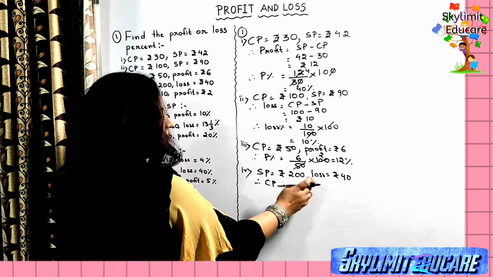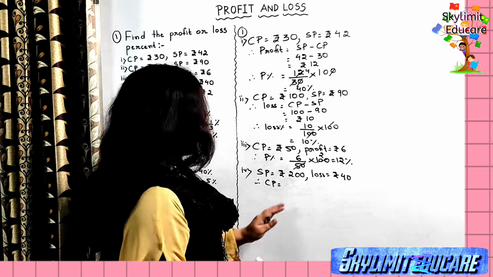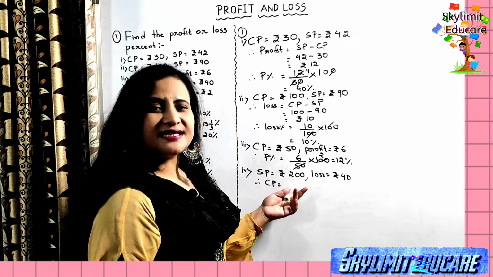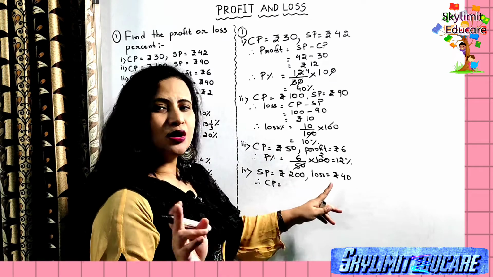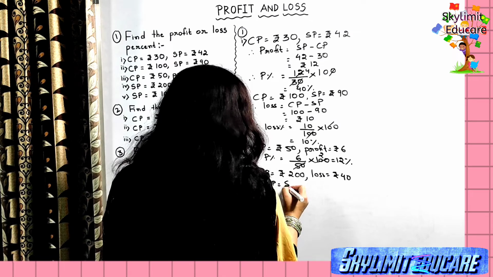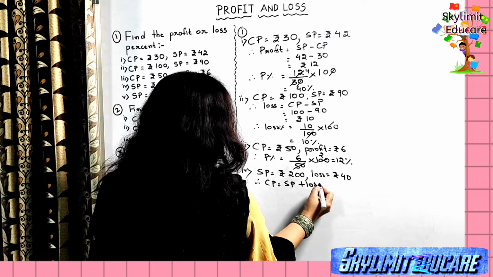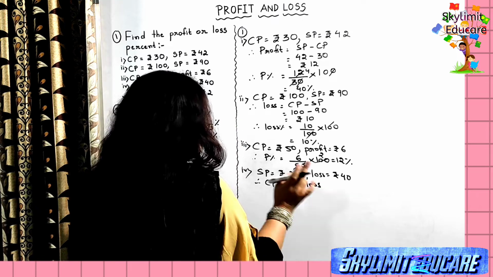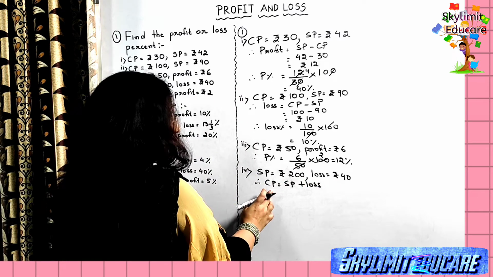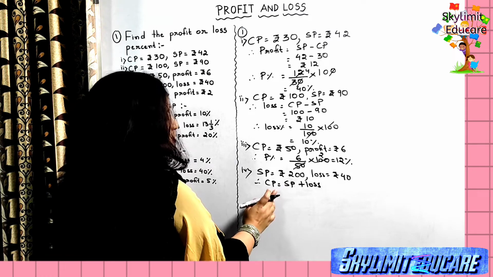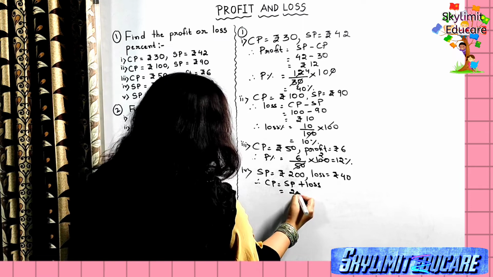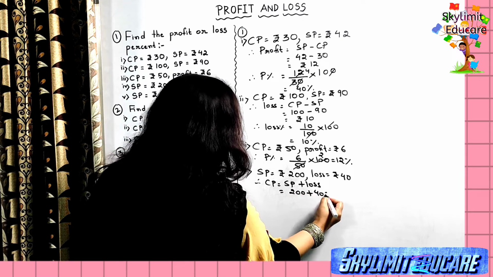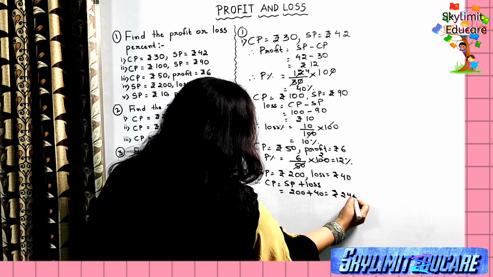Now if you see, it's a loss. Loss means cost price will definitely be more than the selling price. That means add selling price plus loss. CP is SP plus loss, because whenever there is a loss, cost price is more than selling price. That means cost price will be equal to selling price plus loss. So that will give us 200 plus 40, that is equal to rupees 240, right?